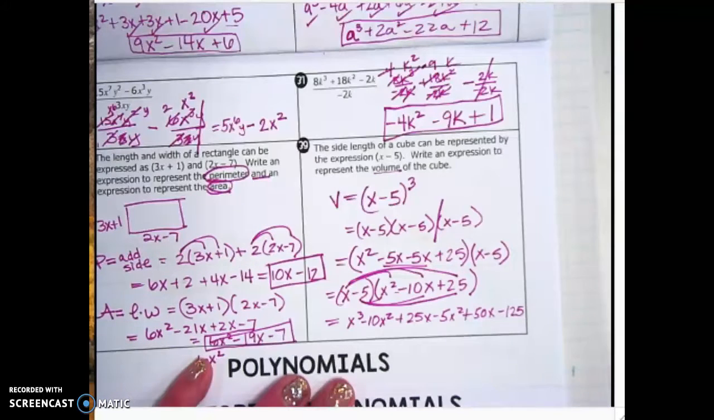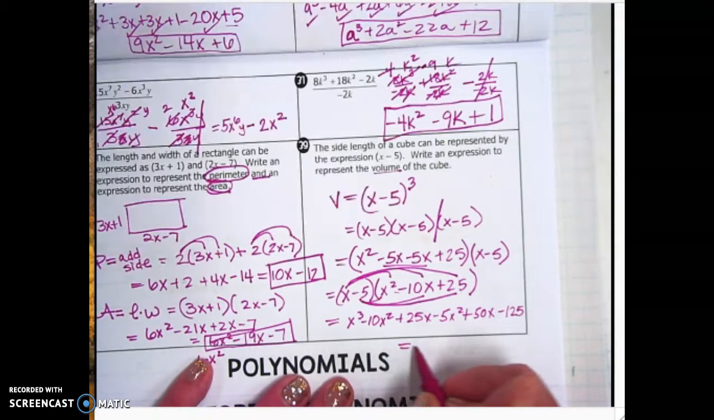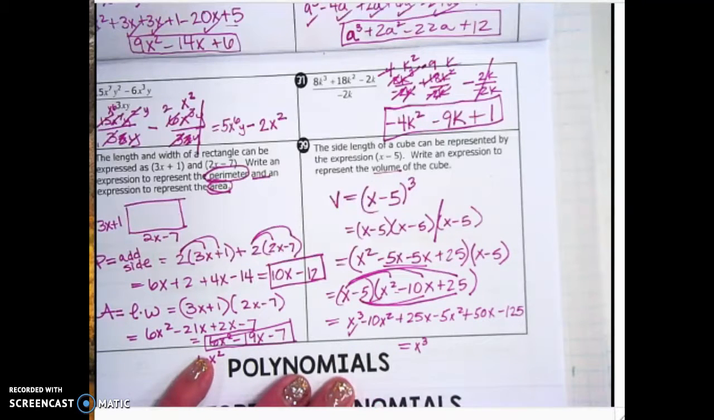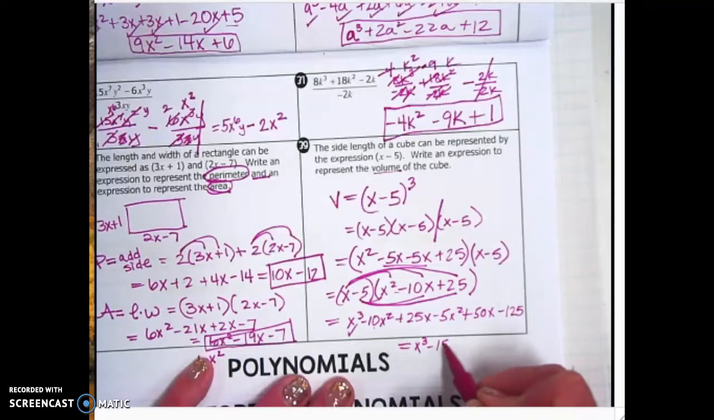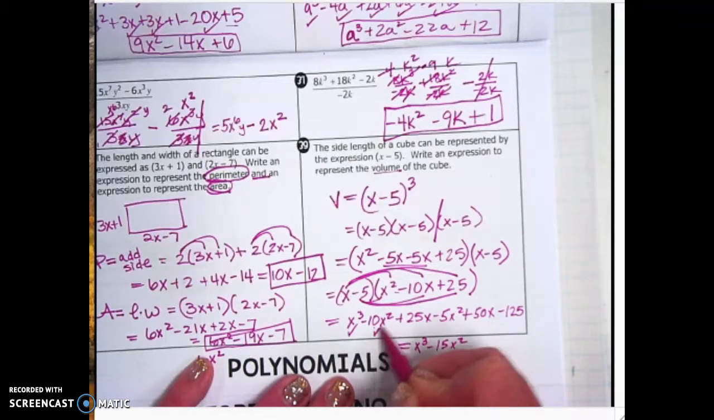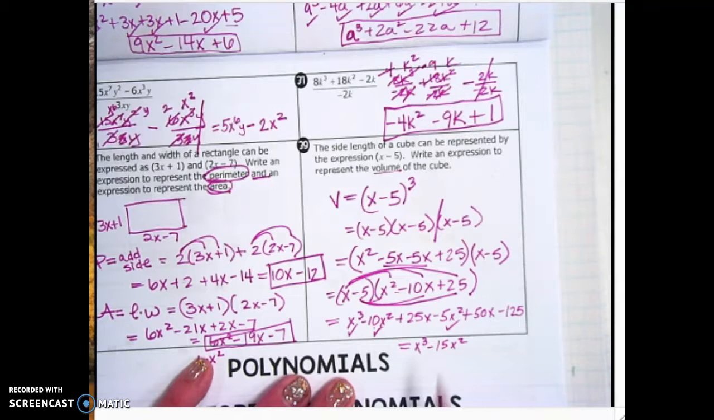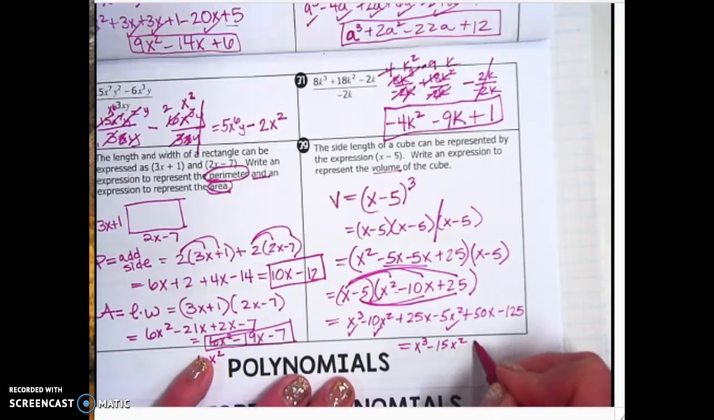And then do we have like terms? Yes, we have like terms. So we've got x cubed. It's only one. And then a negative 10x squared and a negative 5x squared, so minus 15x squared. Check those two off. And then a 25x and a 50x, so 75x. Check those two off, and that's the only one that's left.